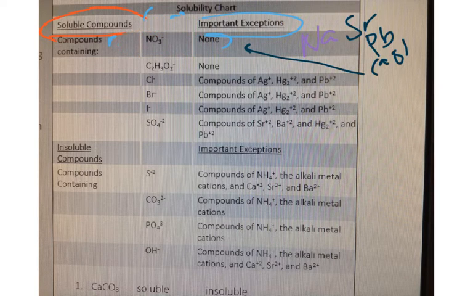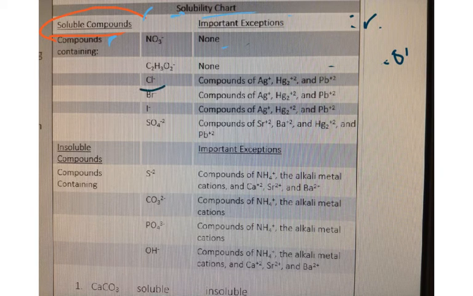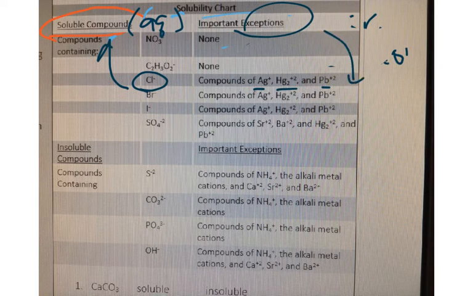Okay, so let's look at another one. If I look at, let's say, chlorine. Chlorine follows the general trend that it is always soluble or aqueous, except when it is partnered up with silver, mercury, or lead. In that case, it's going to be an exception, which means that these would actually be solids.